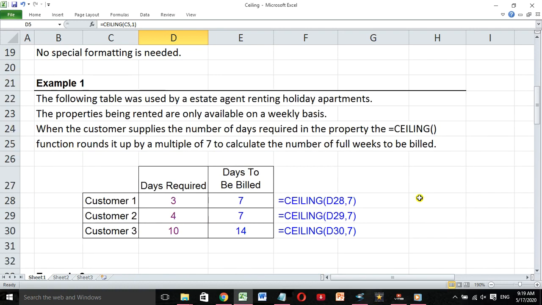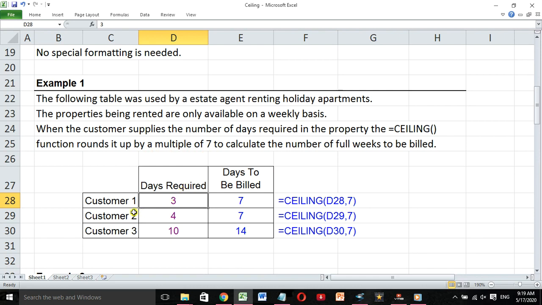So, here are customer 1, customer 2, customer 3, and days required are 3, 4, 10. And days to be billed are 7, 7, 14. The formula: equal to CEILING within brackets D28, because 3 is in D28, 7, by a multiple of 7.